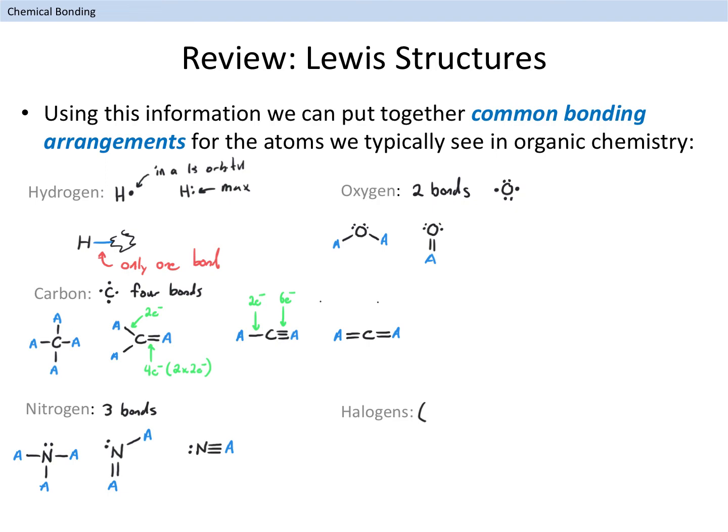Finally, the halogens. Similar to hydrogen, the halogens are quite simple in terms of bonding patterns. As the halogens only usually form one bond, the only bonding arrangement is usually a single bond. This leaves the other 6 electrons arranged in non-bonding electron pairs in the valence shell.